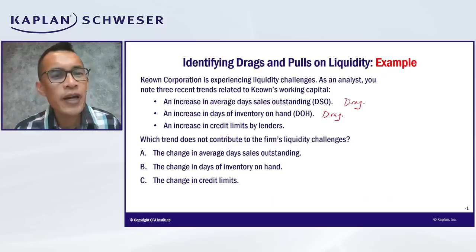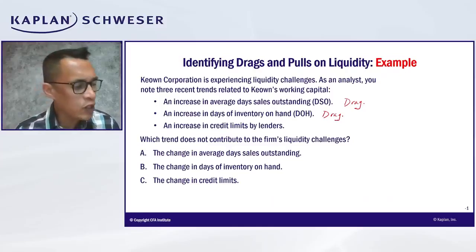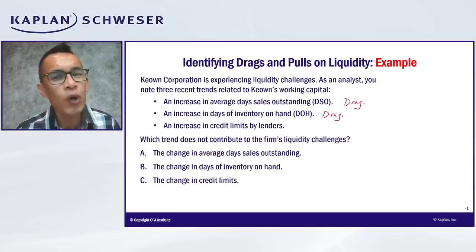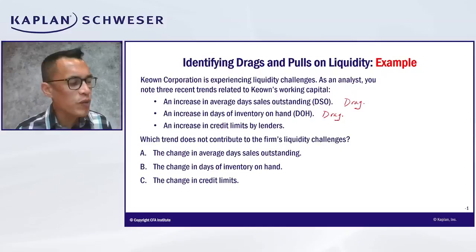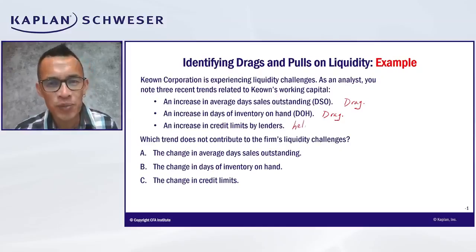Now, the last one is an increase in credit limits by lenders. Now, this is not a pull on liquidity. A pull on liquidity would be lowered credit limits. So an increase in credit limits here actually helps liquidity.